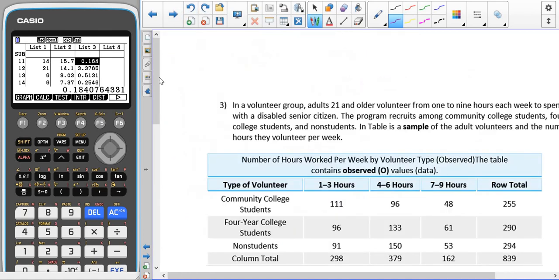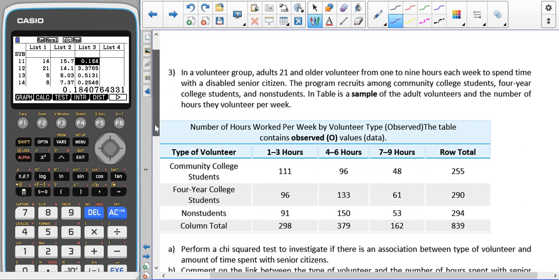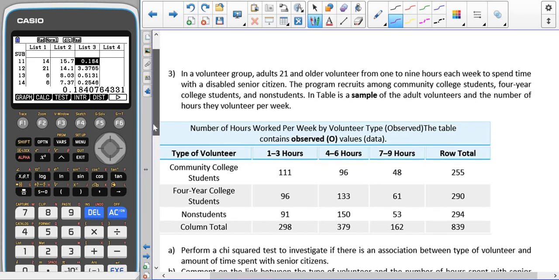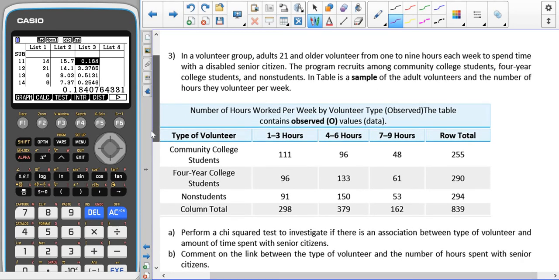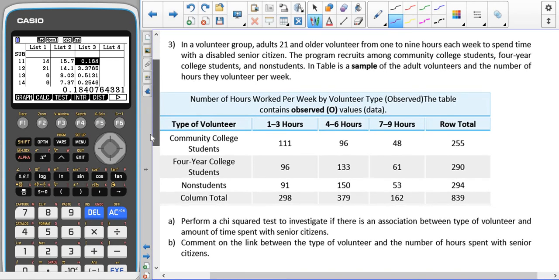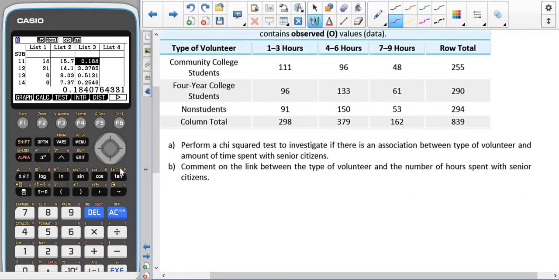On to question 3. So this time we've got in a volunteer group, adults 21 and older volunteer from 1 to 9 hours each week to spend time with disabled senior citizens. The programme recruits among the community college students, 4-year college students and non-students. In the table we have our sample, and again our part A is to perform our chi-squared test.